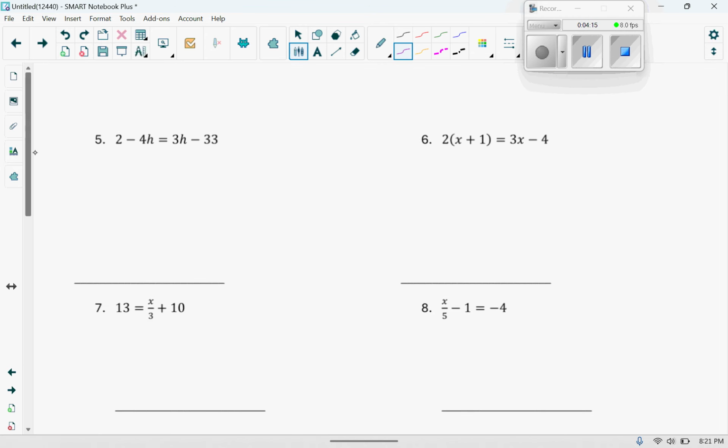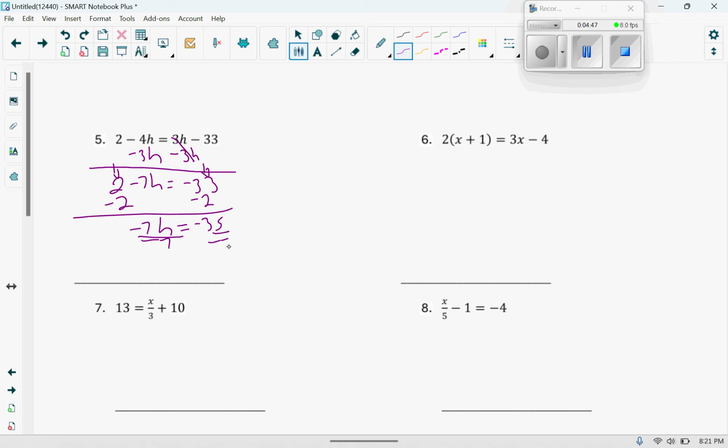Okay, let's keep going. So this one, it really doesn't matter which one you start with. I have variables on both sides and I have numbers on both sides. So I think what I'm going to do is subtract that 3h over, and I get 2 minus 7h is equal to negative 33. Now I want to combine the numbers together. Do you see those are like terms? So I'm going to subtract that 2, and I get negative 7h is equal to negative 35. And when I divide by negative 7, I get h is equal to 5.